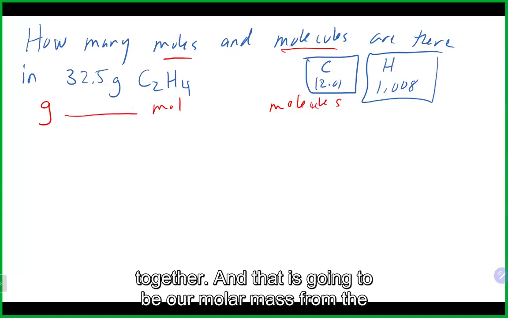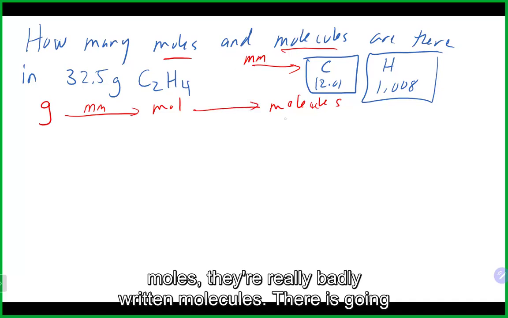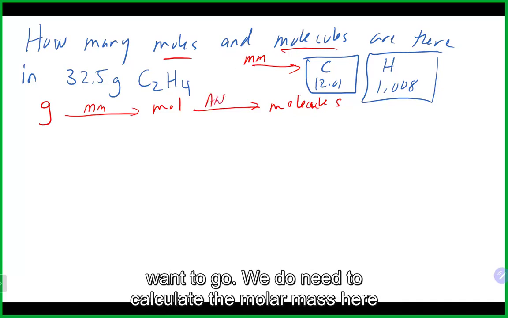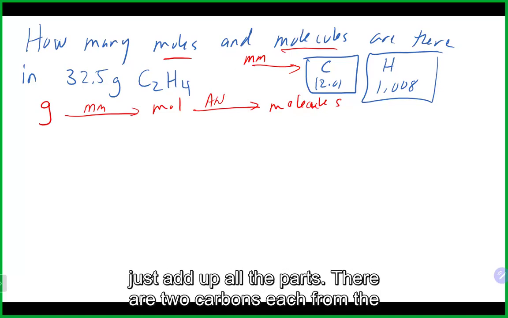And that is going to be our molar mass from the periodic table. And again, moles to molecules, really badly written there, is going to be our Avogadro's number. So again, that is the pathway we want to go. We do need to calculate the molar mass here for this guy. So again, we would go to the periodic table and just add up all the parts.